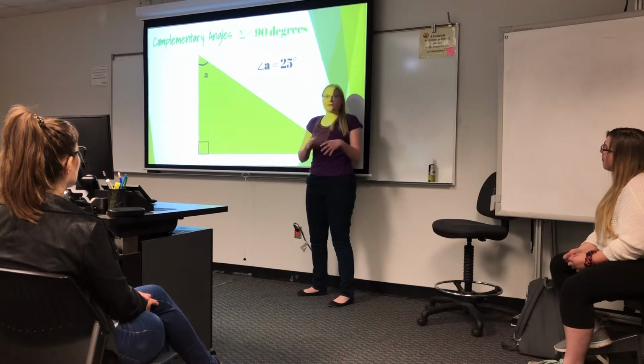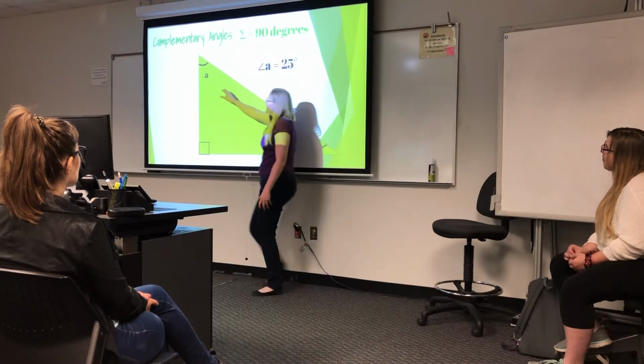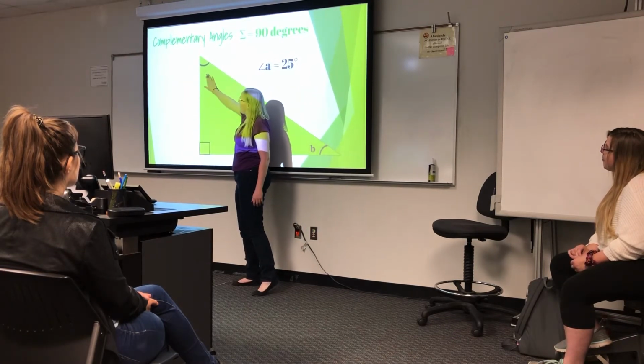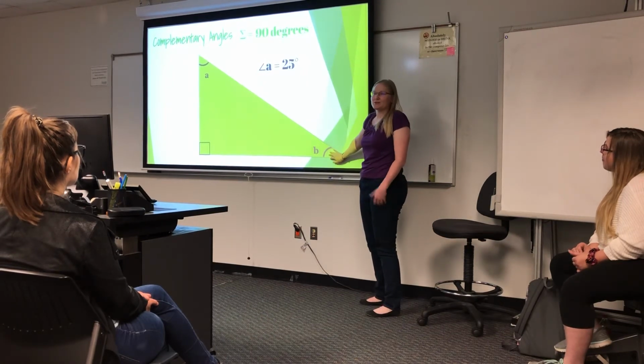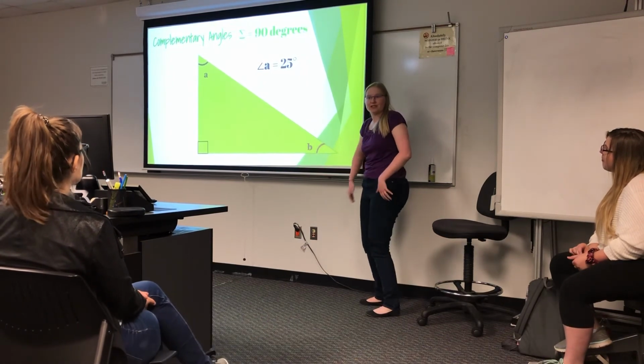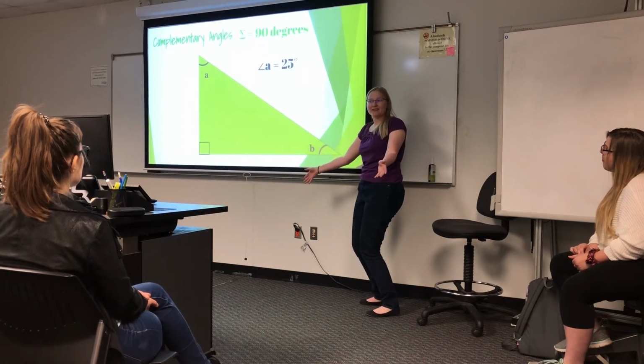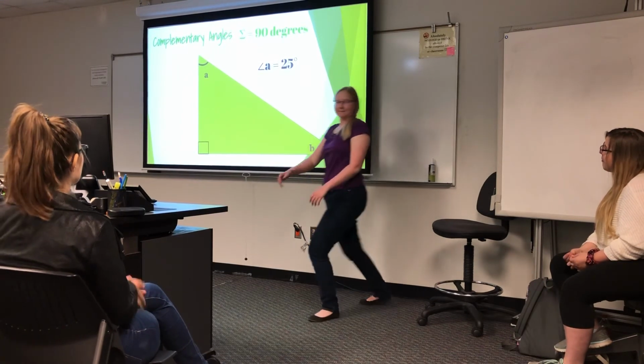We could also, a little simpler math version, we have 90 here. So I know A and I know B need to equal 90, right? So you could also do 90 minus 25, which is 65 degrees. Thank you.